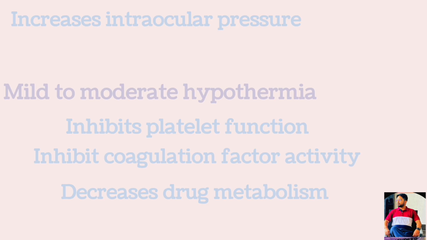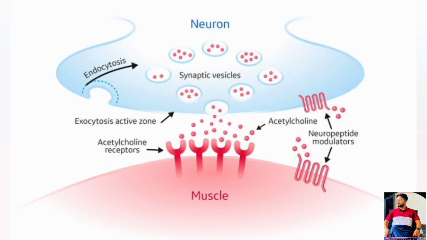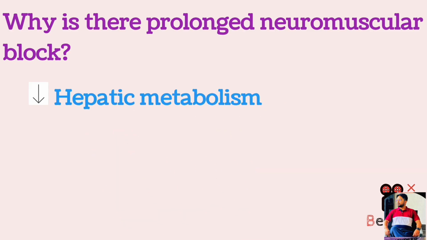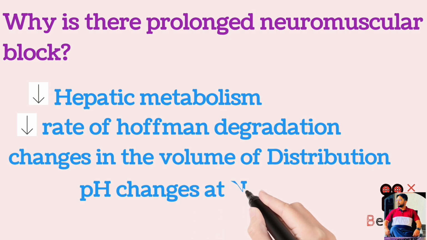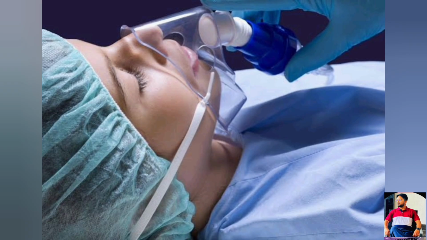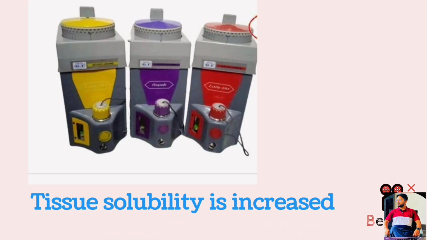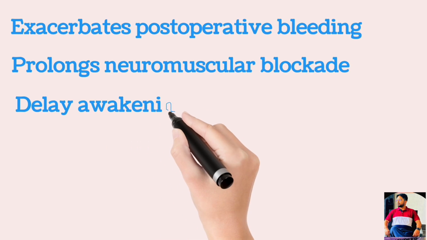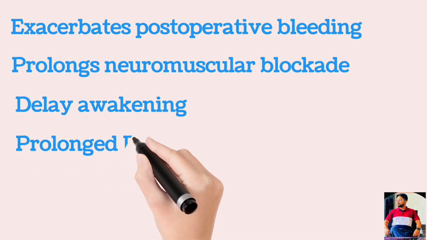Shivering also exacerbates postoperative bleeding and prolongs the neuromuscular block duration, due to decreased hepatic metabolism, decreased rate of Hoffman degradation, changes in the volume of distribution, and pH changes noted at the neuromuscular junction, that may lead to delayed awakening or delayed recovery from anesthesia. Tissue solubility of the volatile anesthetics increases, which also delays recovery. All this leads to a prolonged stay in the postoperative care unit.